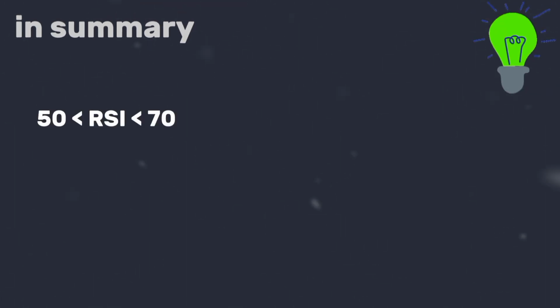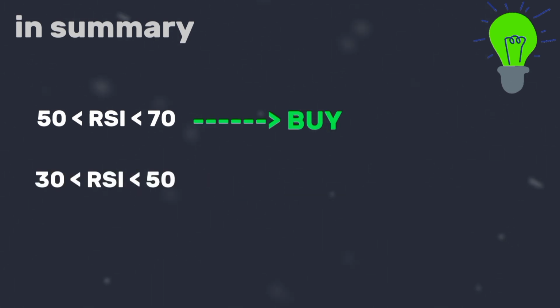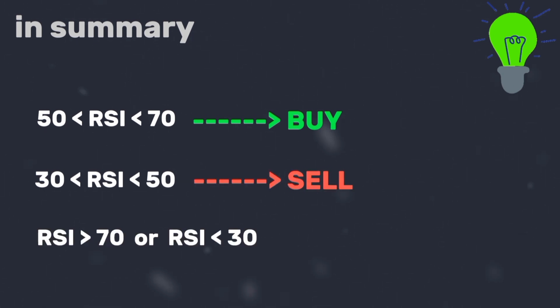So, in summary, in this strategy, if the RSI is between 50 and 70, we look for buy signals. If it's between 30 and 50, we look for sell signals. And if it's above 70 or below 30, we avoid trading.